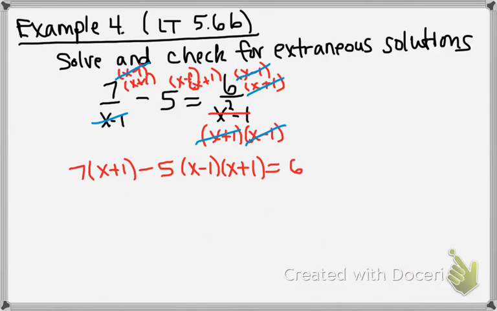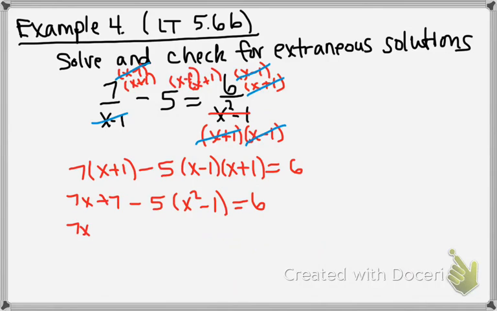So I'm going to start by distributing my 7. So I get 7x plus 7 minus 5, and then my quantity of x minus 1, x plus 1 becomes x squared minus 1 equals 6.